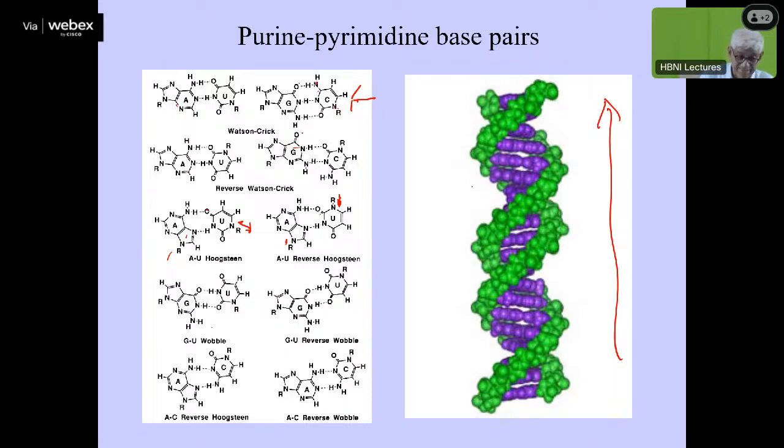And similarly AC. A pairs with T always, by and large, in B-DNA. But A also can pair with C. That's also possible here. You can see here AC reverse Hoogsteen and AC reverse wobble. So you can have this kind of base pairing process.